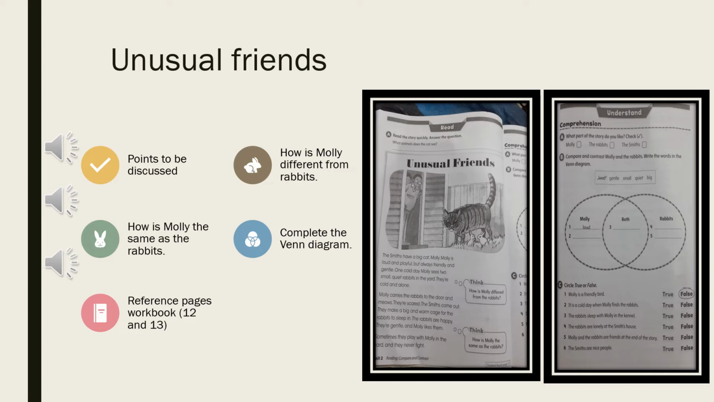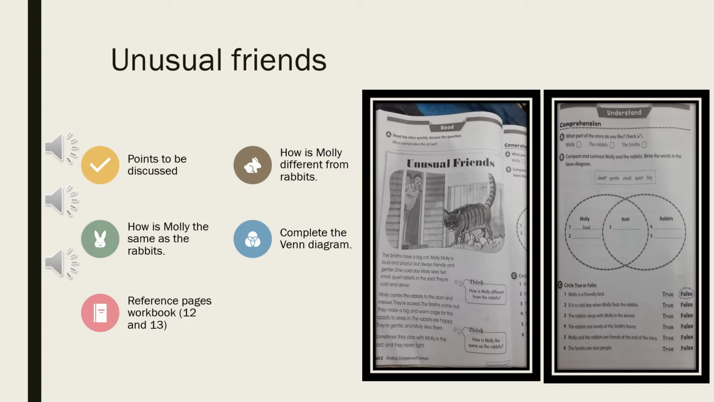Okay, students, now the topic is unusual friends, which is on page number 12 of your workbook. Come to page number 12 and 13 of your workbook now and write down classwork, day and date on both the pages. Okay, so the topic is unusual friends.